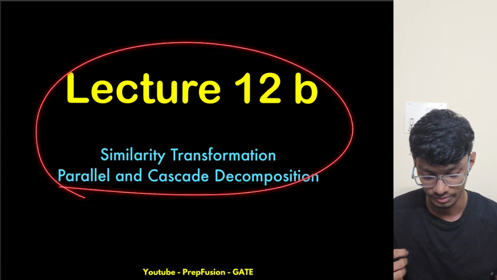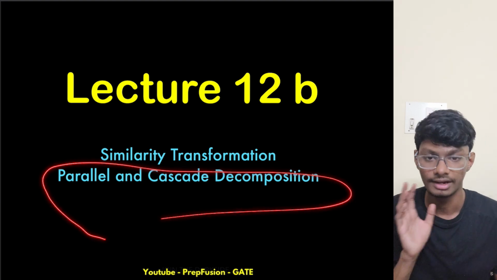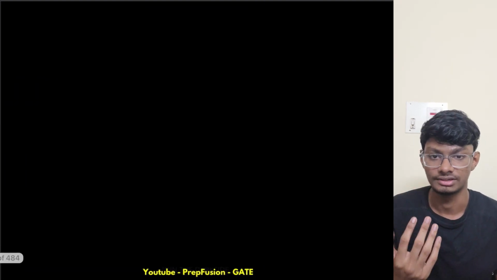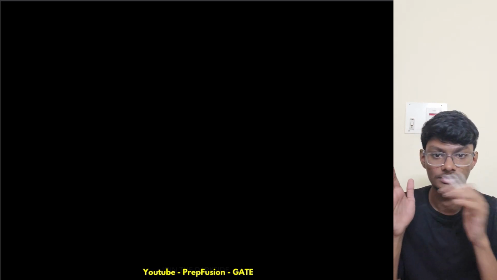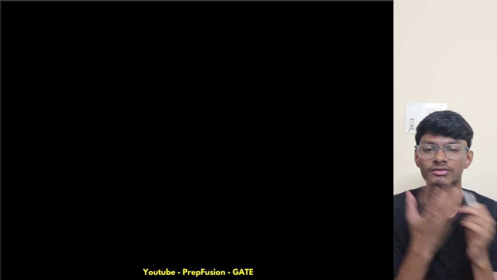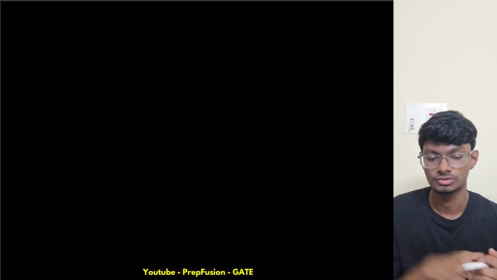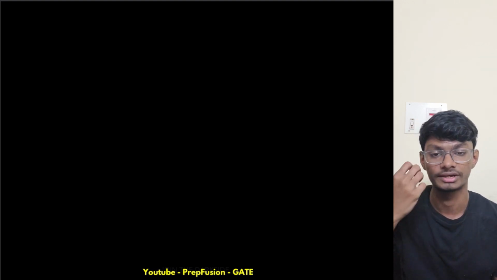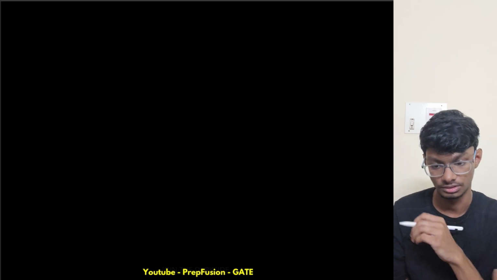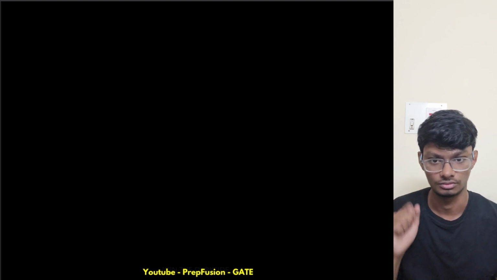Now we will start lecture 12B, where we will again study a bit of similarity transformation, and at the end we will study parallel and cascade decomposition. As I mentioned earlier, why do we do similarity transformation? A particular system can be defined in many ways; the state equation can be defined in infinite forms. We have to choose minimal forms, but there are a few standard forms we mainly convert to. There are procedures for converting to those standard forms, so I will write the standard forms and show you how to convert to them.